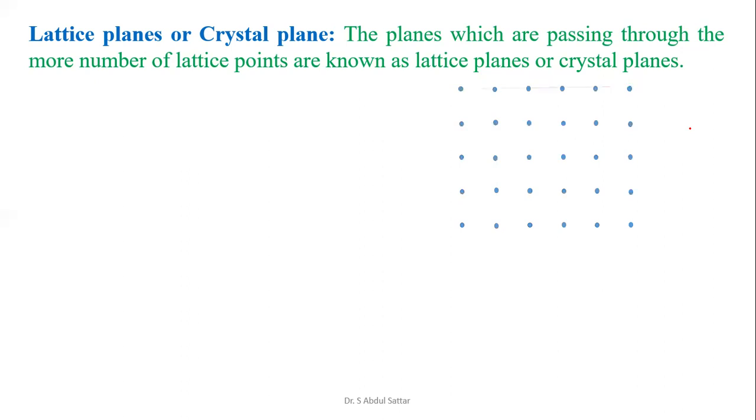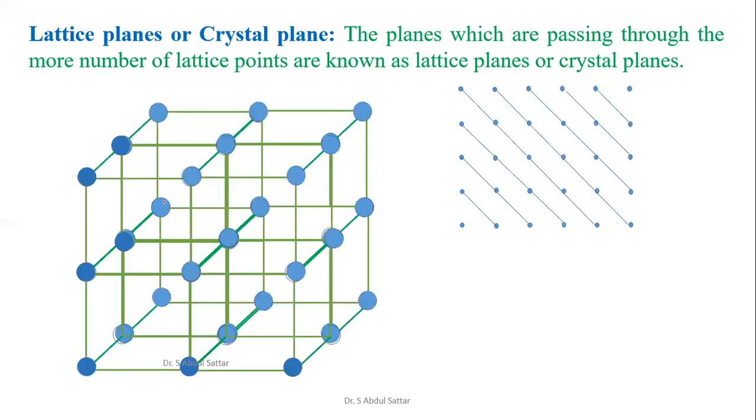So we can define the planes like this. So these are the one set of lattice planes. We can also define lattice planes like this. These are another set of lattice planes. We can also define the planes like this. So this is the two-dimensional picture, so that's why the planes are looking like lines. Don't confuse. So now I will show the three-dimensional view here.